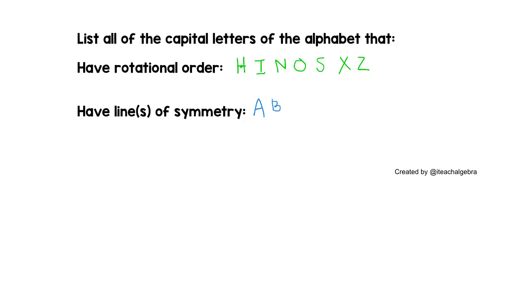B, C, D, E. Those all have lines of symmetry. H, I, K has a line of symmetry. M, T, U, V, W, X, and Y all have lines of symmetry, or it would if I drew it like a real capital Y should be. All right, I feel like the letters kind of help because they're things we use all the time, and you can see how they're symmetrical and have rotational order.